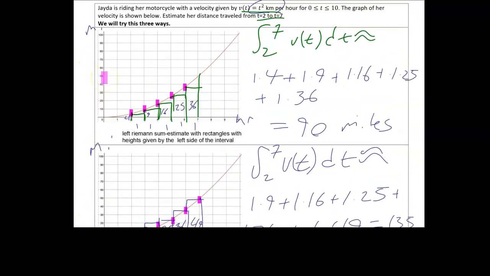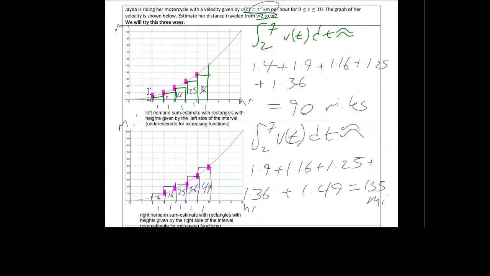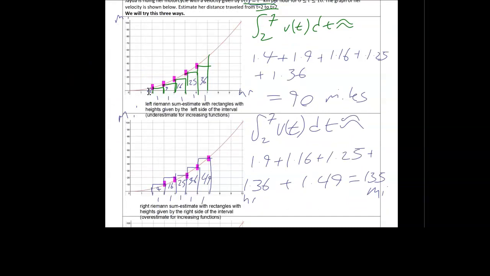And we also note that one of these is an overestimate, one of these is an underestimate. So my left Riemann sum is an underestimate for increasing functions, and my right Riemann sum is an overestimate. And this is actually opposite if the function were decreasing, and you can draw a little sketch here and maybe figure out what that would look like. So here we have our two ways of cutting our function up into little rectangular pieces to estimate its integral.